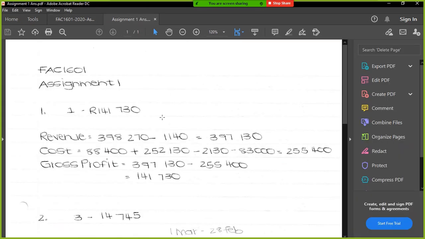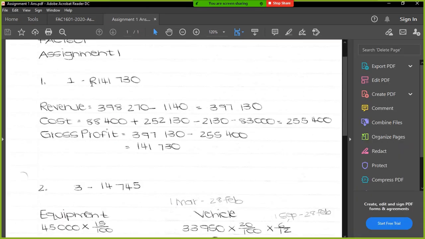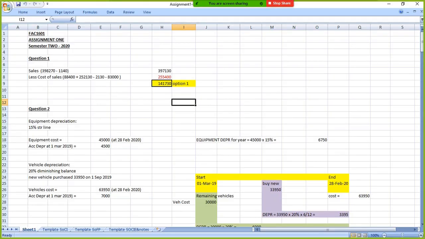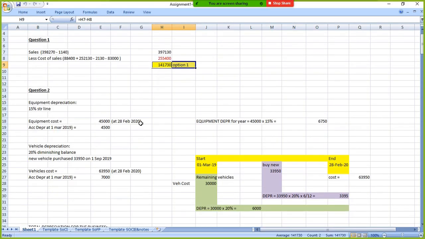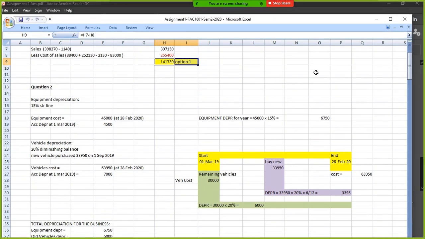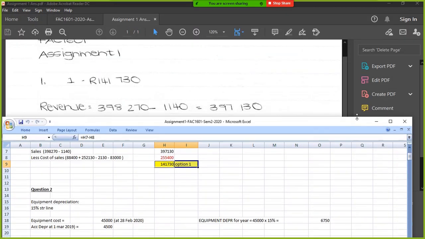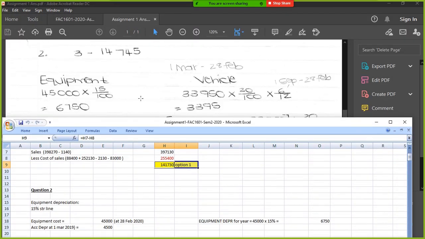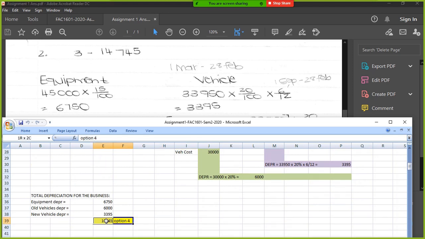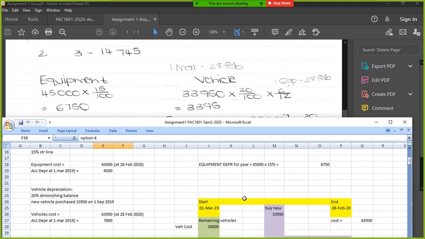Alright, so this is what you had completed. For number 1 you had 141730. Let's go back to the Excel. Yeah, 141730. Perfect. Great, you had that one right. Let's have a look at the next one. Number 2, you went with 3. I went with option 4. Okay, this was the depreciation.